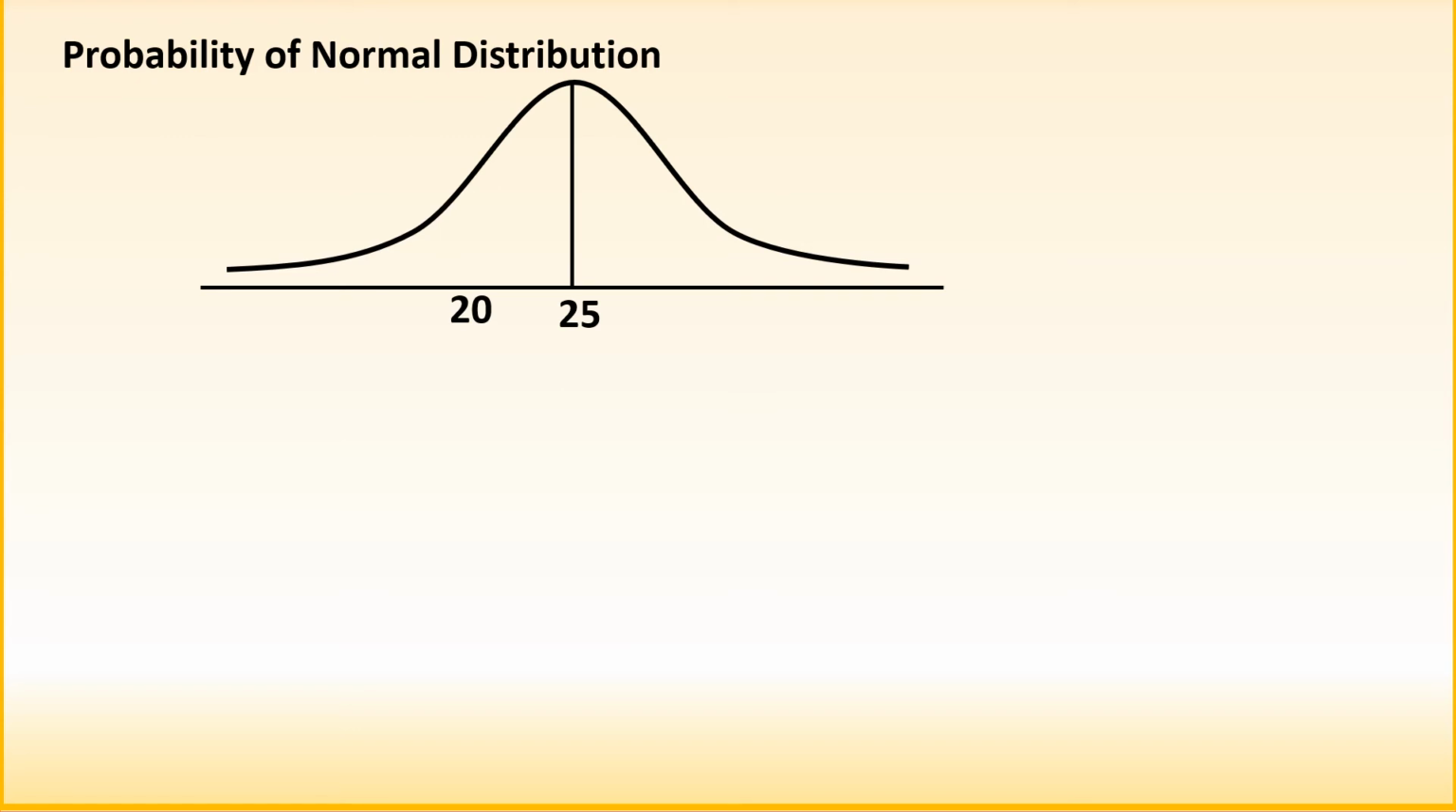And then, below the mean, we have here 20. And above the mean, we have here 30. Then, kapag kinuha mo ang standard deviation from 25 to 30, we have 5 as the standard deviation. Then, from 25 to 20, we have also 5 as the standard deviation. So, pareho sila ng standard deviation.